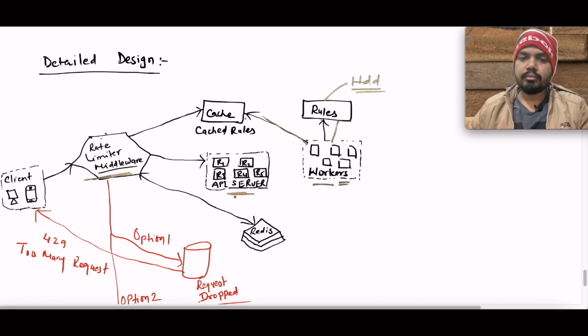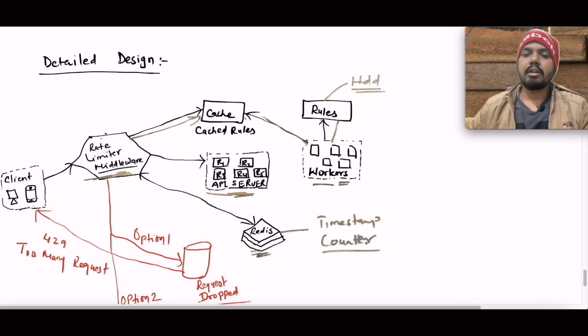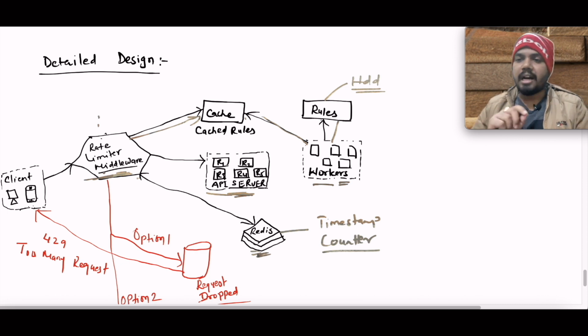Then here we have the API server. Whatever request passes through the rate limiter will come to the API server. Now we have Redis. The rate limiter fetches the rules from the cache, and it also fetches data like timestamp and counter from Redis. So here in Redis we have timestamp and we have a counter. These data will be fetched from Redis to the rate limiter middleware. Then it will apply the rules, do the calculations, and decide whether we have to pass this request to the server or drop this request.